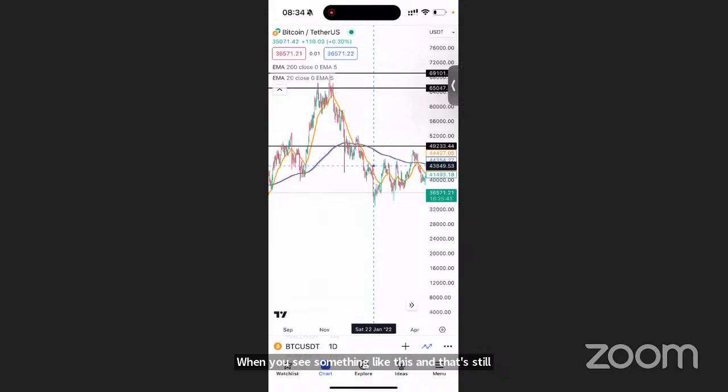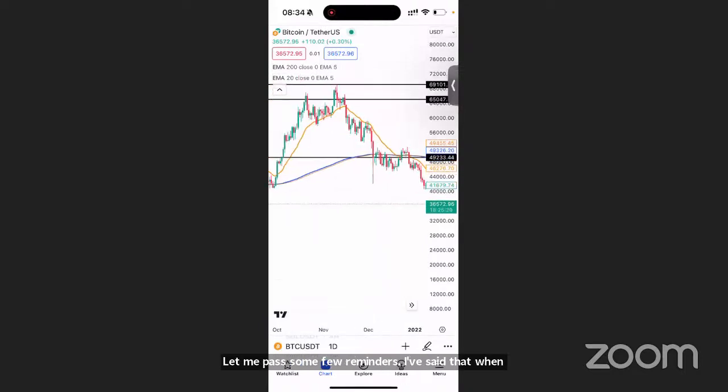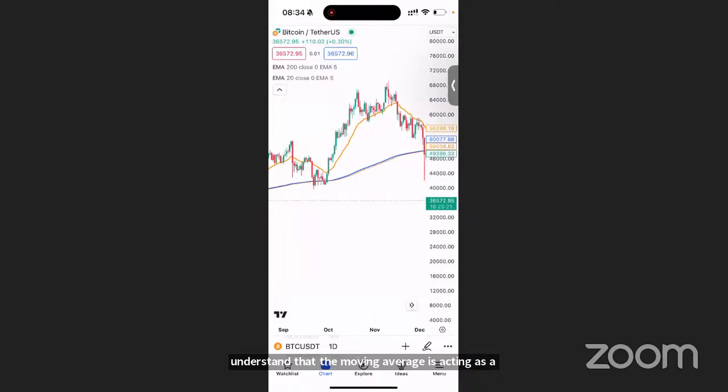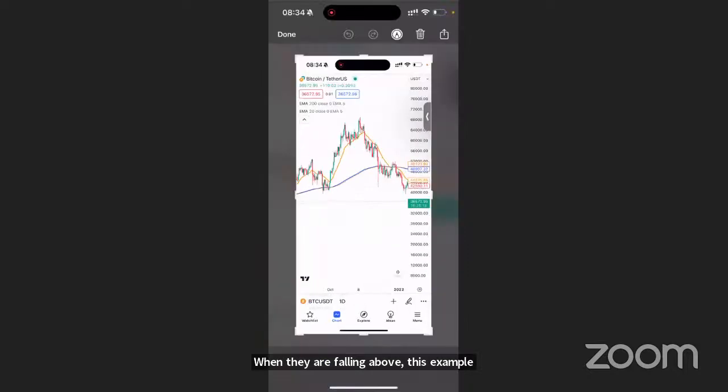Now, we also have something on the moving average, but before I get there, let me pass some reminders. I have said that when candles are forming below a moving average, we understand that the moving average is acting as a resistance. When they are forming above, like you see here, this moving average is acting as support. When they are forming below, it is acting as a resistance.